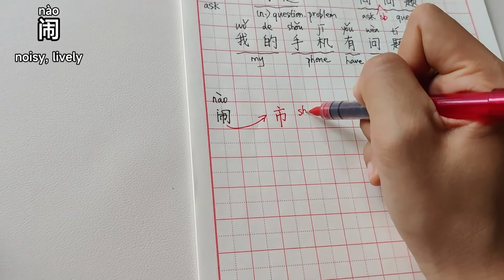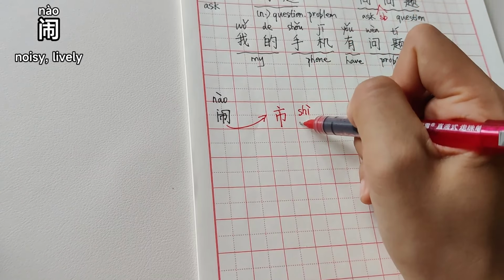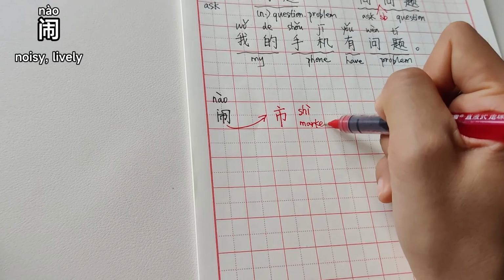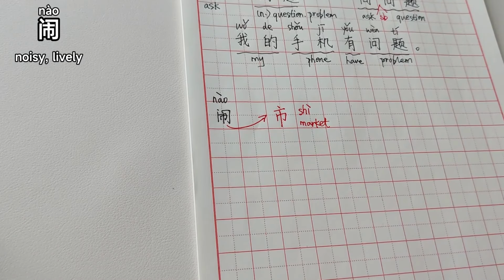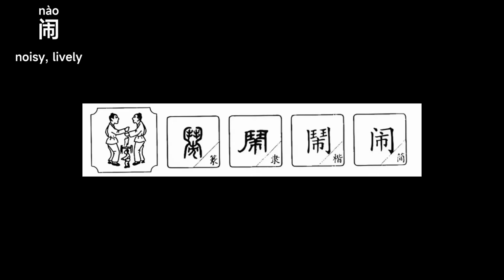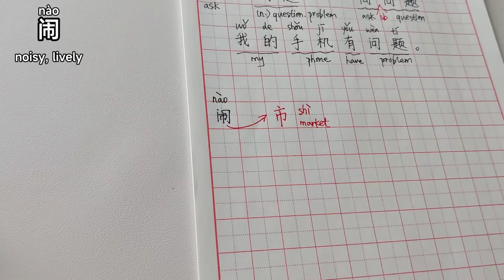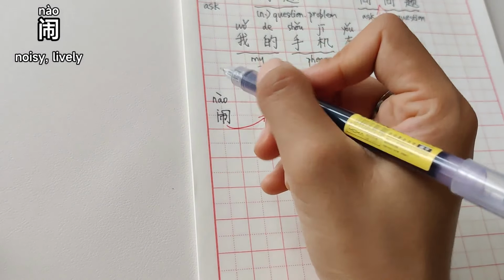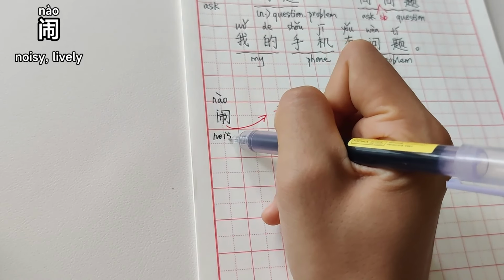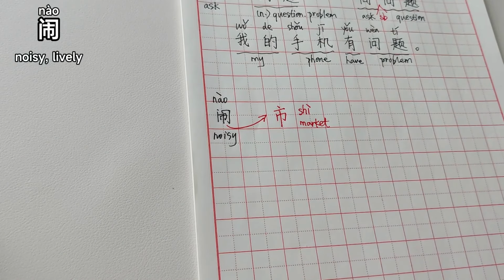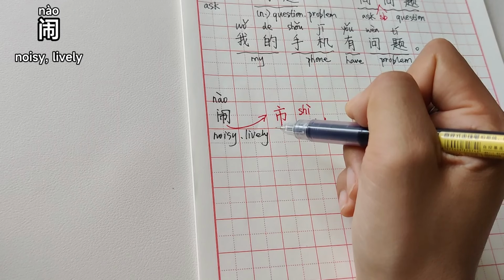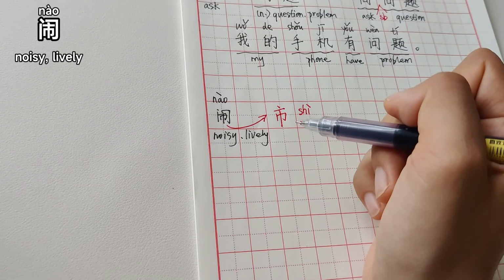This is 市, and the 市 means a market. Okay, a market in the door. Here is the evolution of this character, 闹. And as you can imagine, if you put the market in the door, that would be super noisy. And yes, the 闹 can mean noisy. And to see it in the positive way, it's lively.